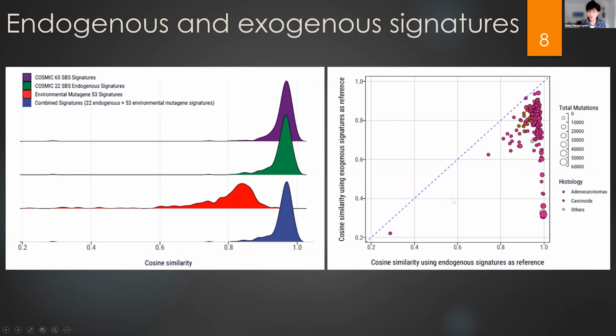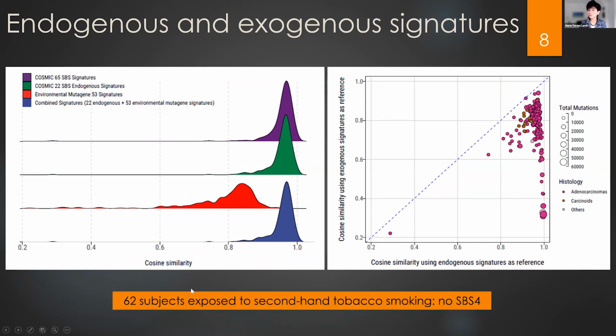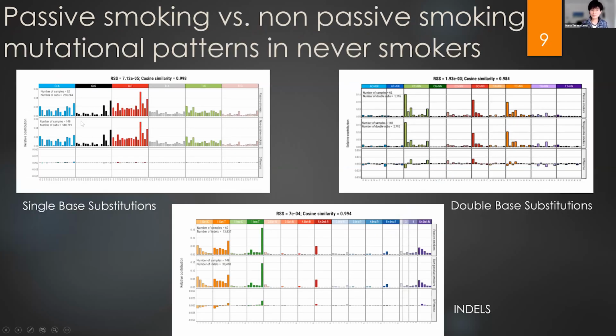This was true also for 62 tumors derived from subjects who reported secondhand tobacco smoking exposure. We did not see any signature 4 in these samples. In fact, when we compare the patterns of mutations in never smokers with passive smoking versus never smokers without passive smoking, for single base substitutions, double base substitutions, and indels, we didn't see any major difference. Cosine similarity was almost 1.